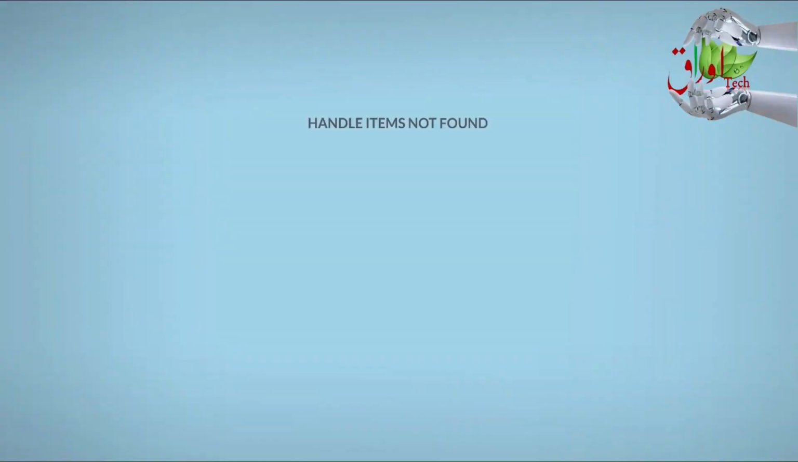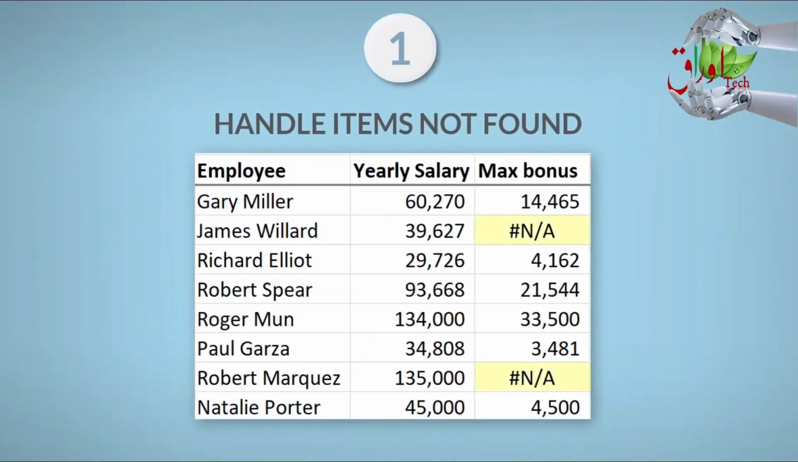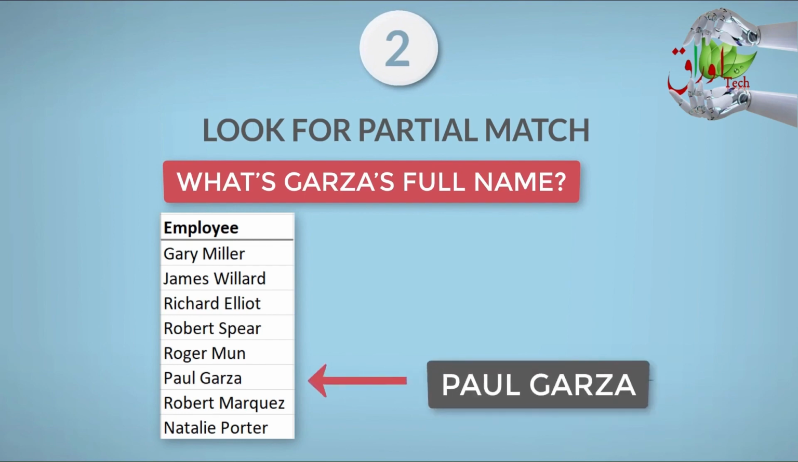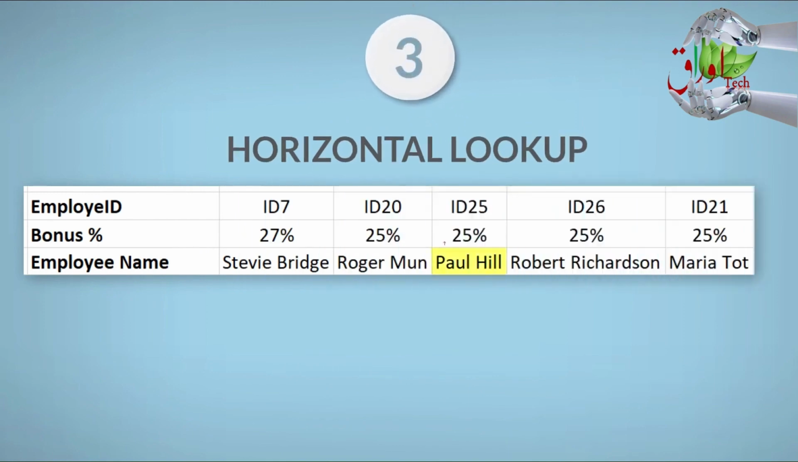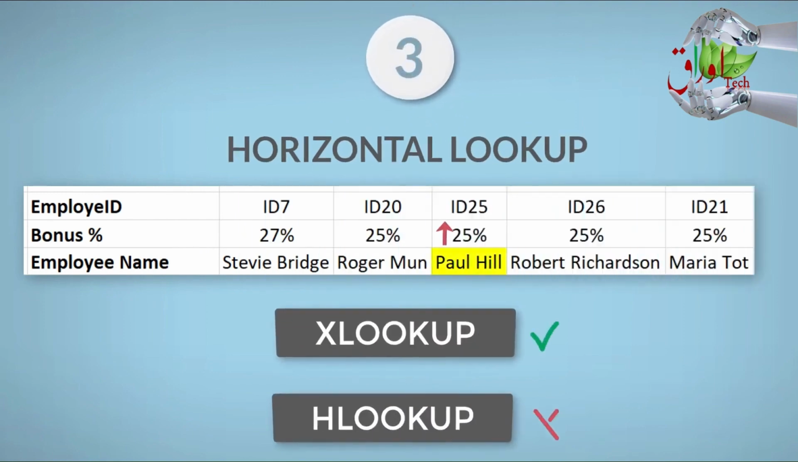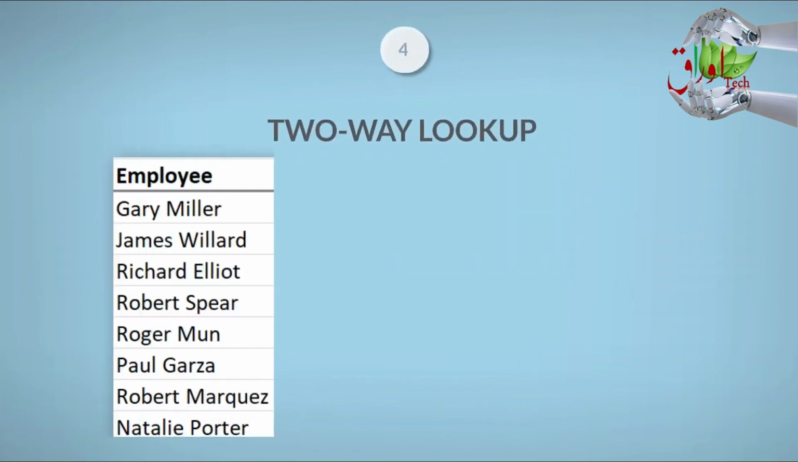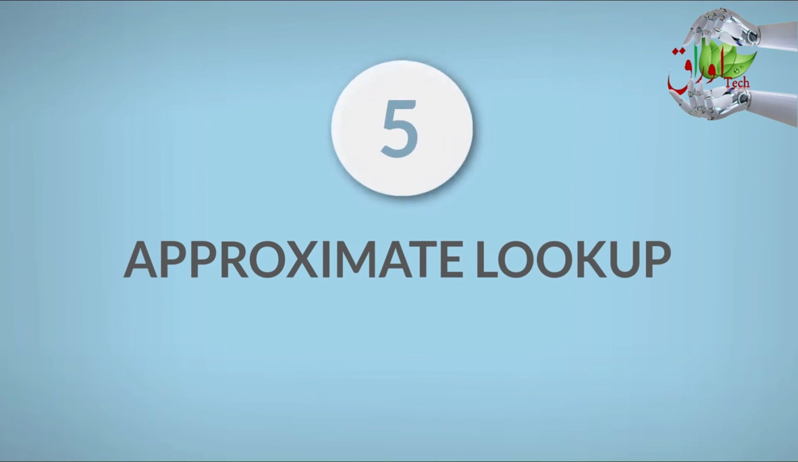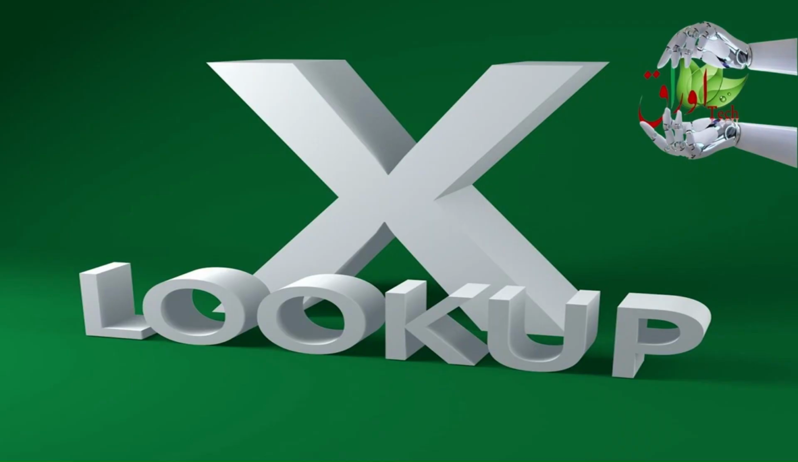First example we're going to look at is how to handle items not found, so basically, handling errors in XLOOKUP. Then we're going to take a look at using wildcards in the lookup, so looking for a partial match instead of a full match. We're then going to do a horizontal lookup. We'll use XLOOKUP instead of HLOOKUP. Then a two-way lookup, so look up on the rows and columns, and finally how to look for an approximate match with XLOOKUP. Now let's get to our 5 examples.